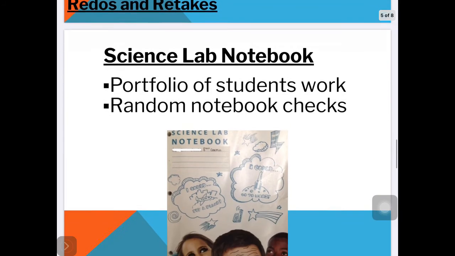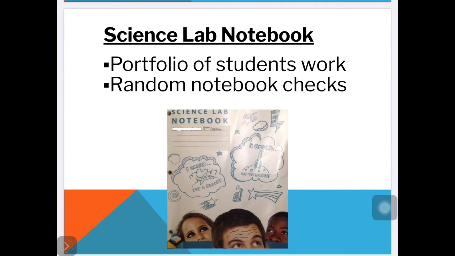The Science Lab notebook is a big one. This is what I look at as a portfolio of all the students' work. I will have random notebook checks. There's no reason why your son or daughter should not be getting A's on these notebook checks. It's just checking whether they are doing the daily routines and completing the work. It's not necessarily a right or wrong answer. It's just doing the ins and outs of the day.